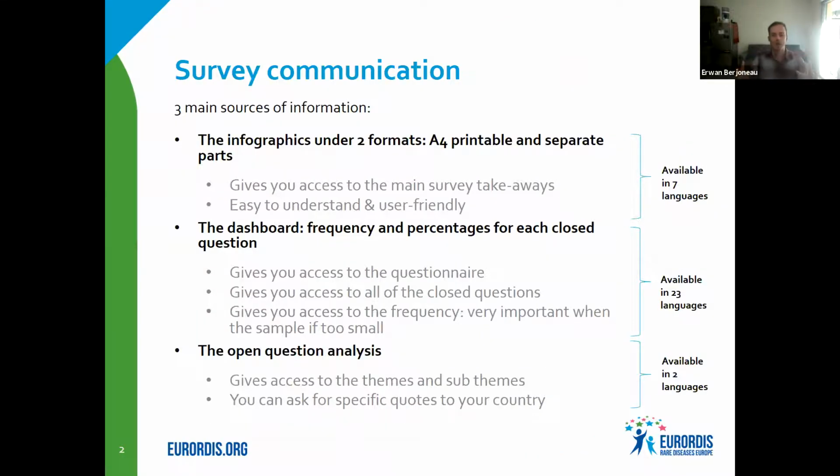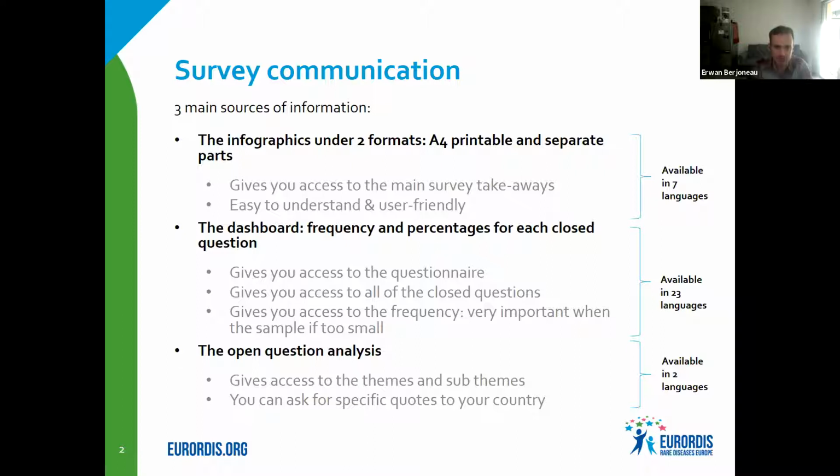So we're going to see three main sources of information. We're going to start with the infographics that were finalized last week, actually, so it's really brand new. We then will be talking about a dashboard that will give us the frequency and percentages for each closed question that was asked in the survey. And we're going to finish with the open question analysis.